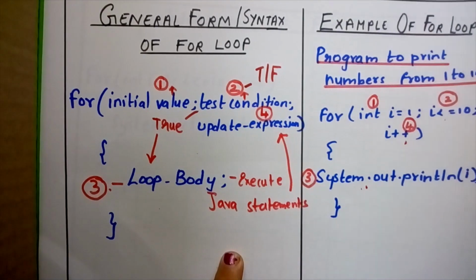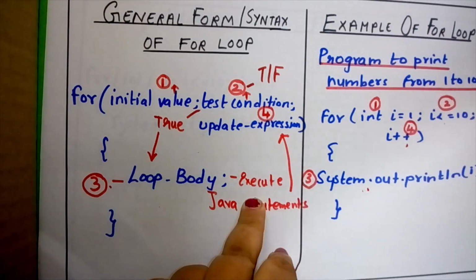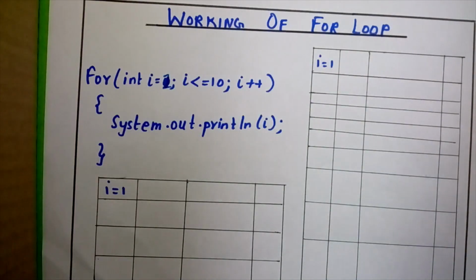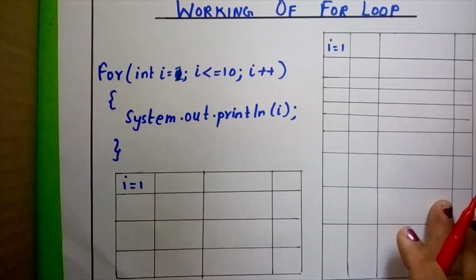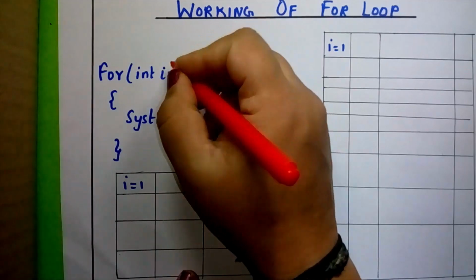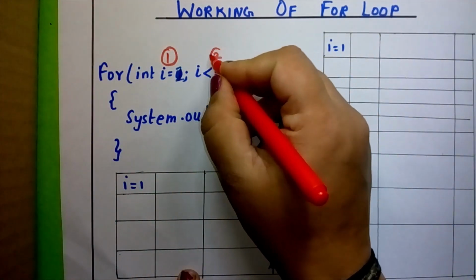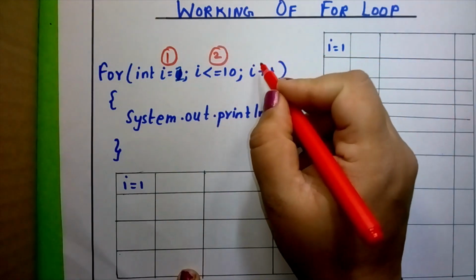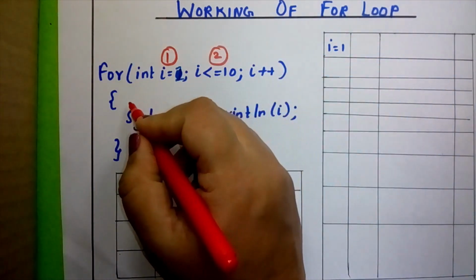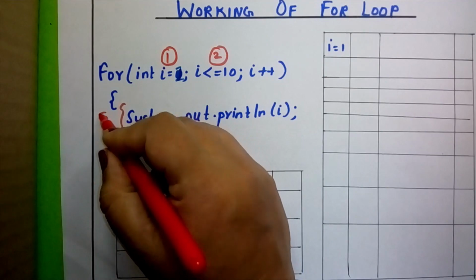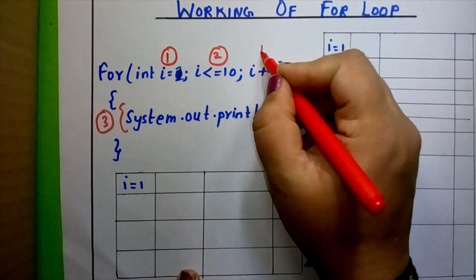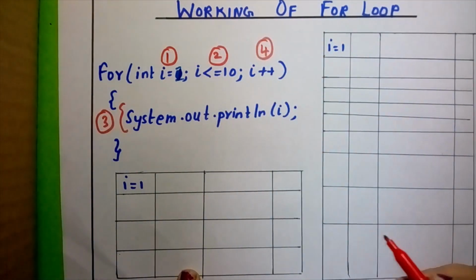So I'll show you the working here. This is important. Please observe. Okay, so I told you i = 1. This will be first. Okay, this will be second. This will not be third. Okay, many students get confused. The loop body is the third part, and this i++ will be 4.